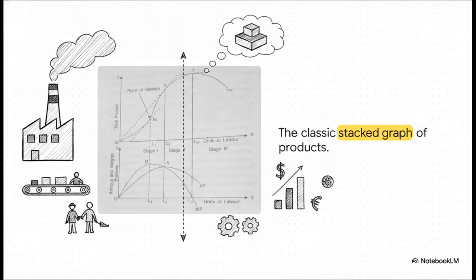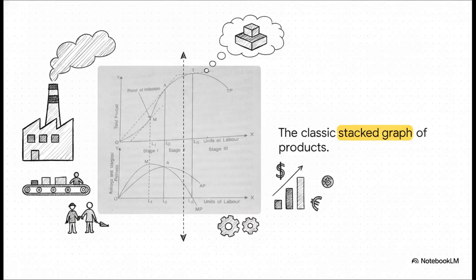Now, this brilliantly illustrates the whole concept in one perfect view. We're looking at 2 stacked graphs. On the horizontal x-axis for both, we're tracking the units of our variable factor. Let's just call it units of labor. Up in the top panel, the y-axis is tracking total product, which is your overall output. Down in the bottom panel, the y-axis tracks average product, so the average output per worker, along with marginal product. And marginal product is just the extra output you get from hiring 1 additional worker.